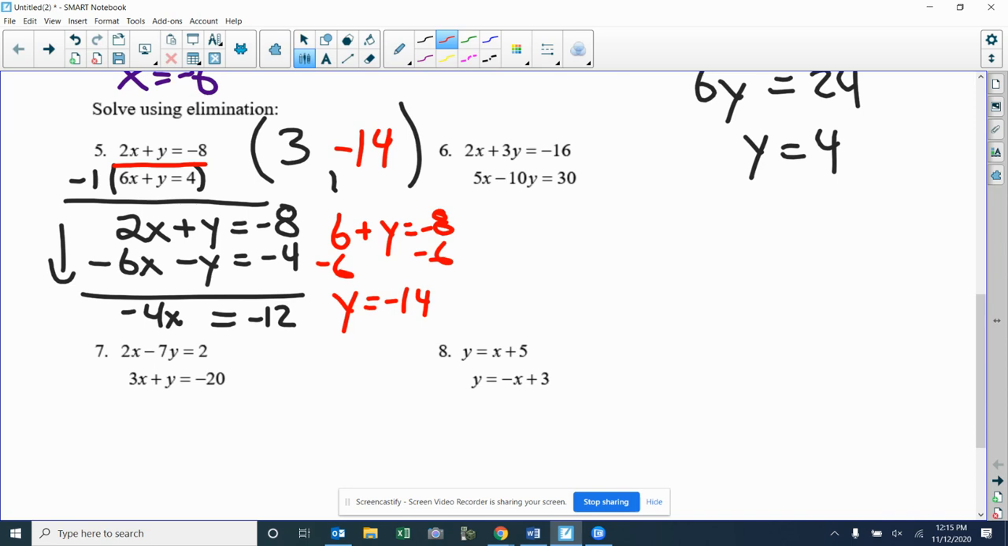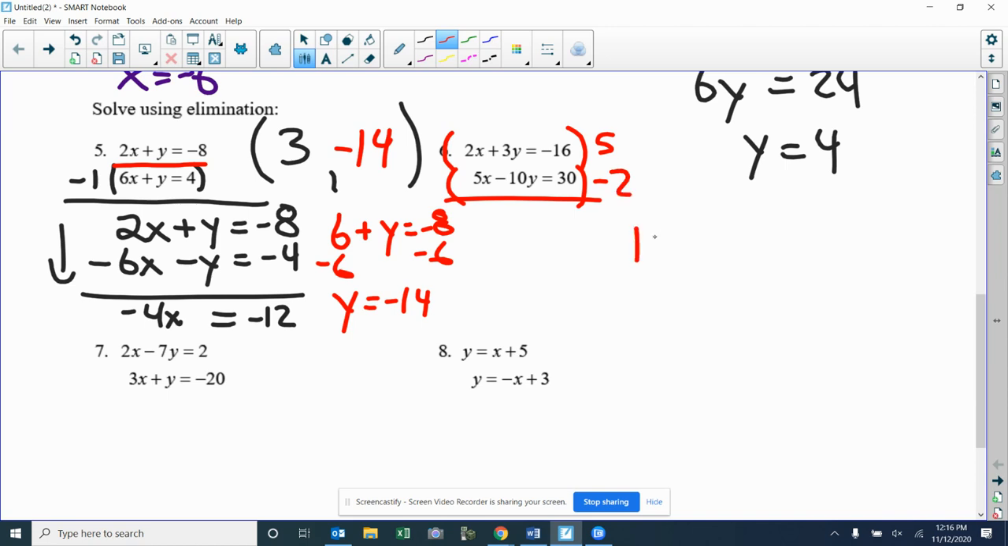All right, what are we gonna do here? What do you wanna eliminate here, the X's or the Y's? X's. Okay, let's go with the X's. I'm gonna multiply the top by what? 5. Okay, and then I'm gonna multiply the bottom by -2. All right, I'm good with that.